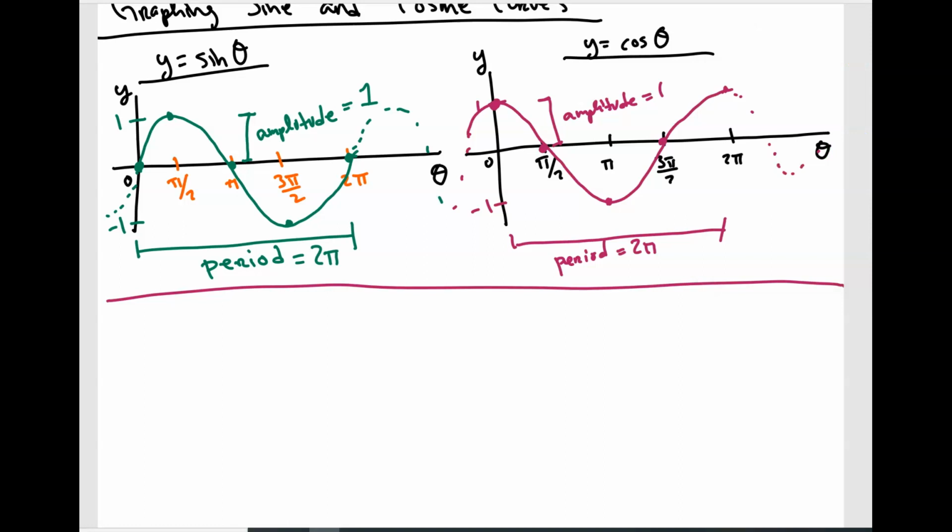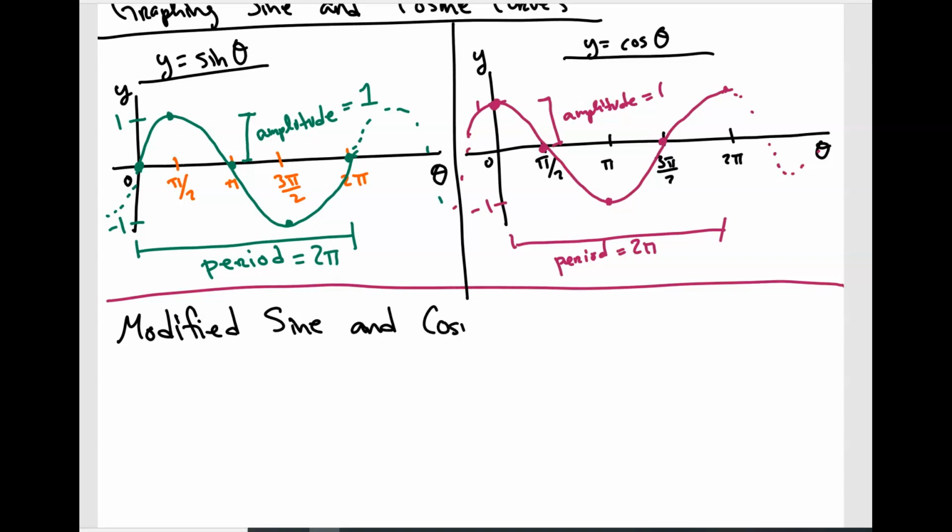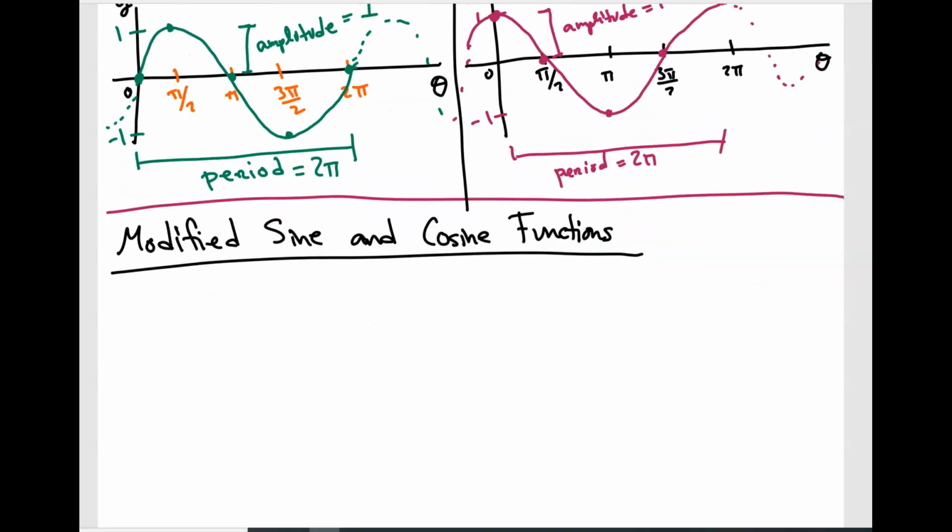So because not all the time are we going to have just sine theta and cosine theta. In particular, what we're really going to be looking at is modified versions of the sine and the cosine curves, so modified sine and cosine functions.